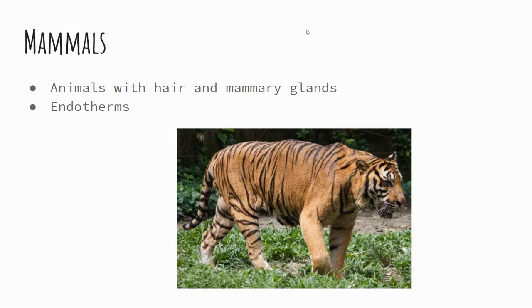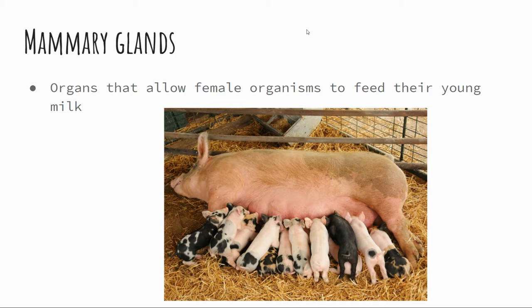So then we move into mammals, the last species here that we'll talk about with animals, and the most complex, so to speak. Mammals are animals with hair and mammary glands, and they are endotherms. Mammary glands are organs that allow female mammals to feed their young milk.